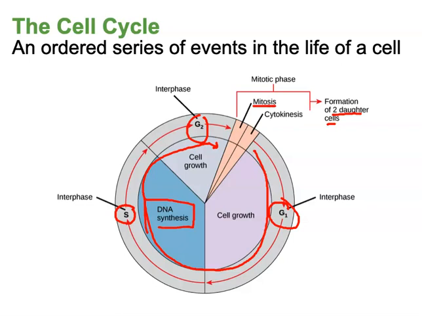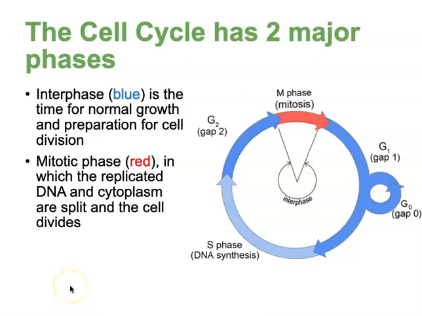Okay? So I want to cover a few more slides here before we finish to make sure you get the information properly. And what's going to happen, of course, is here, the cell cycle has two major phases. And in blue here, we're going to call this interphase. Okay, and that's preparation for cell division. And then the mitotic phase.